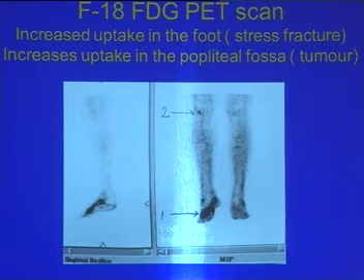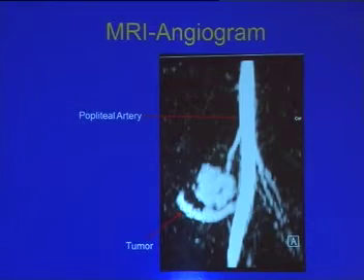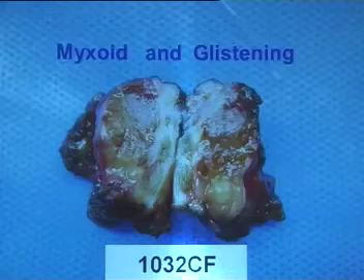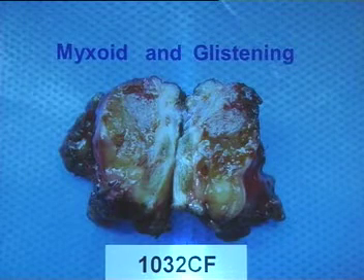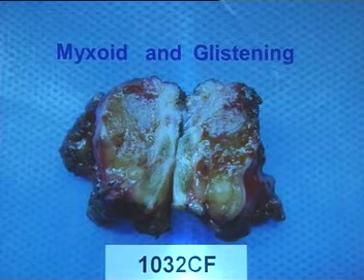An FDG PET scan revealed increased uptake in the foot due to the stress fracture, but it also revealed increased uptake in the popliteal fossa. And this is an MRI angiogram, and we can see the tumor in the popliteal fossa. And the tumor was excised. Manish, again your case, you'll remember this.